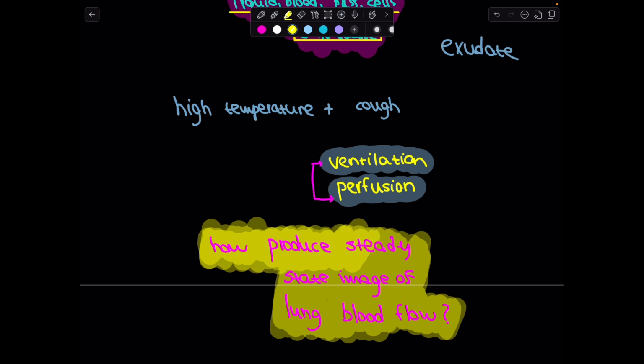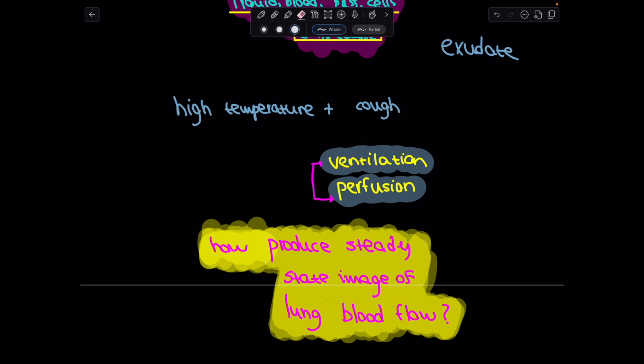Haha, no sweat, broski. Let's reset. Your question was about getting a steady-state image of lung blood flow, which just means a clear snapshot of how blood is flowing through the lungs at one moment. Here's the simple version. You inject a tiny amount of radioactive stuff, like technetium-99m, into a vein. It zips to the lungs, gets stuck in the small blood vessels for a bit, and a special camera takes a picture. Bright spots show where blood is flowing well.